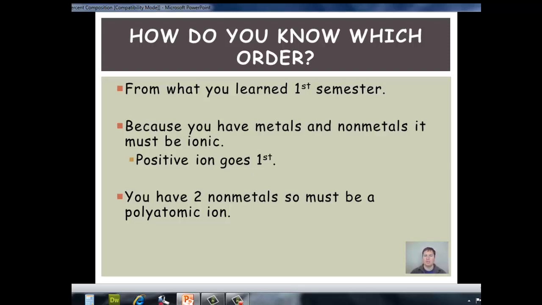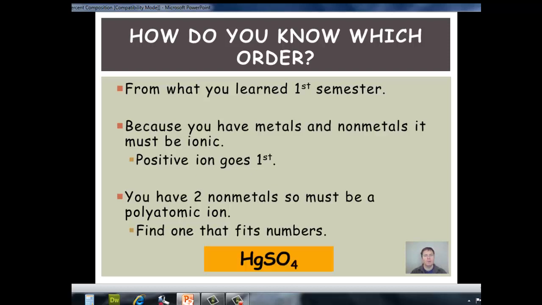What ratio is that? Or what polyatomic is it? Sulfate. Okay, so we find one that fits. We end up with HgSO4.